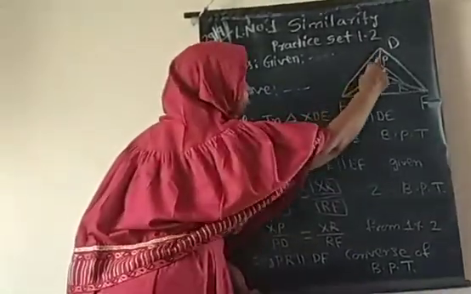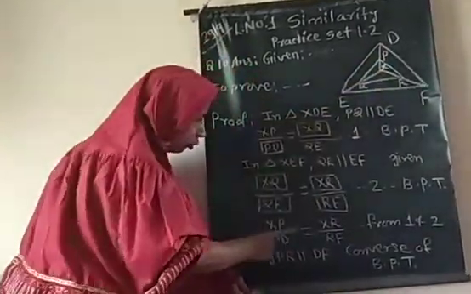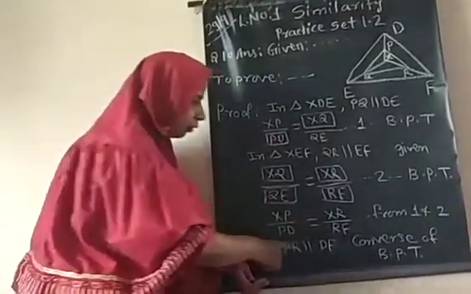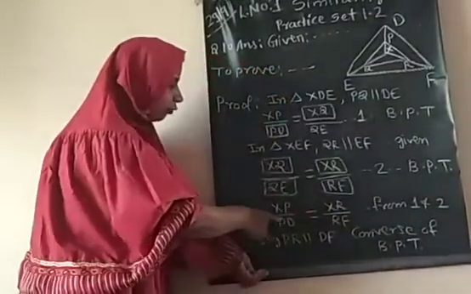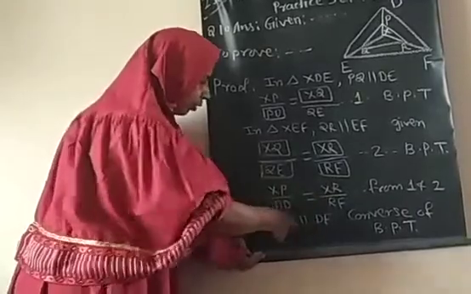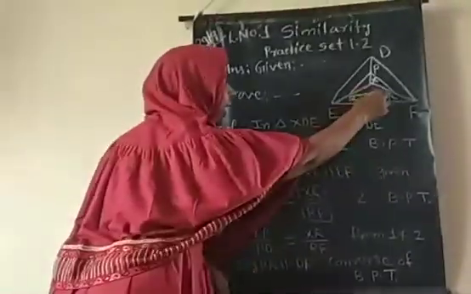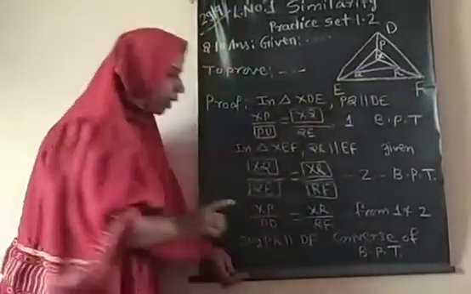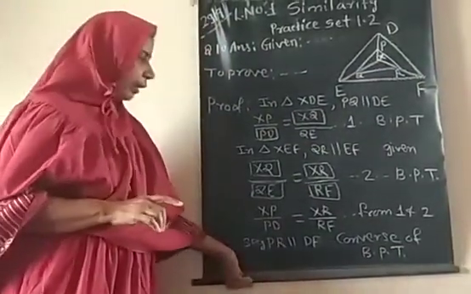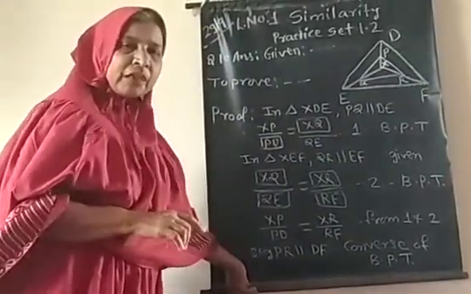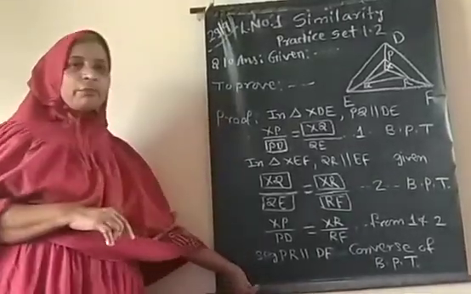Now, if we consider this triangle, the ratios are equal. So by the converse of the basic proportionality theorem, if the ratios are equal, then the respective sides are parallel to each other. Therefore, PR is parallel to DF by the converse of BPT, basic proportionality theorem. So this question is in the form of an activity.